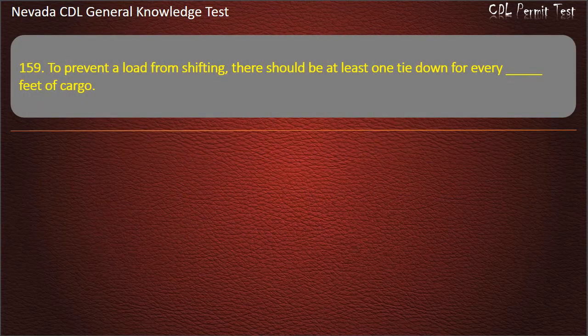Question 159. To prevent a load from shifting, there should be at least one tie down for every blank feet of cargo. 15. 7. 10. Answer. 10.